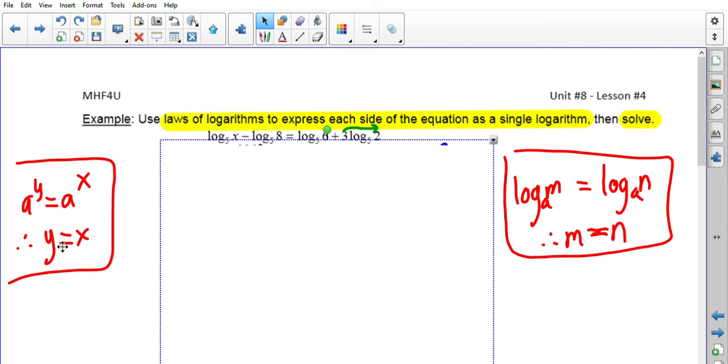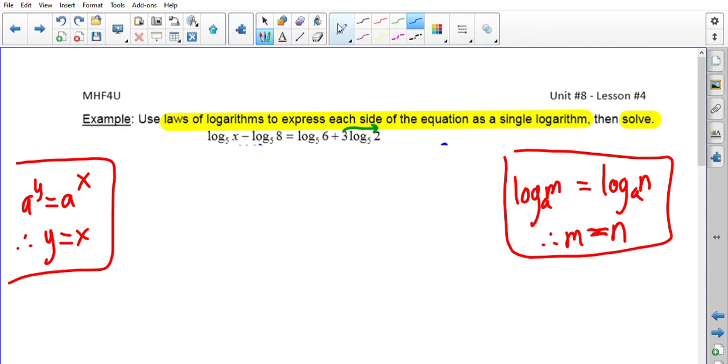Okay. So just at the side here, I've written some rules that will help us with solving this problem. So remember, when you have two exponential expressions equal to each other with the same base, it means their exponents are equal. And the same rule kind of applies with logs. So if you have log of m to the base a equal to log of n to the base a, the only way two logs with the same base can be equal to each other is if their arguments are equal to each other. Okay.